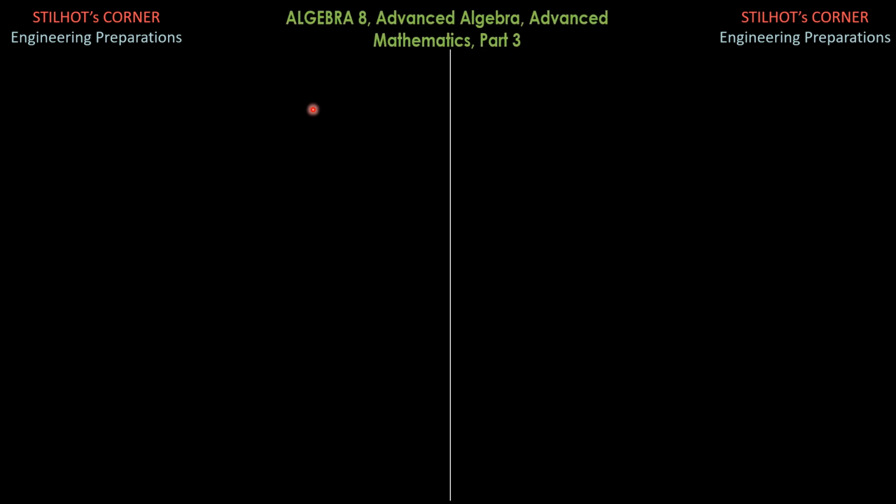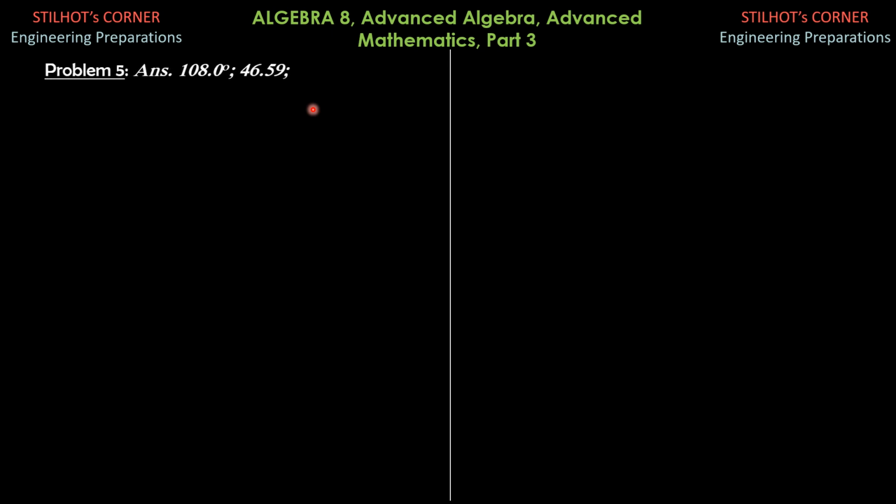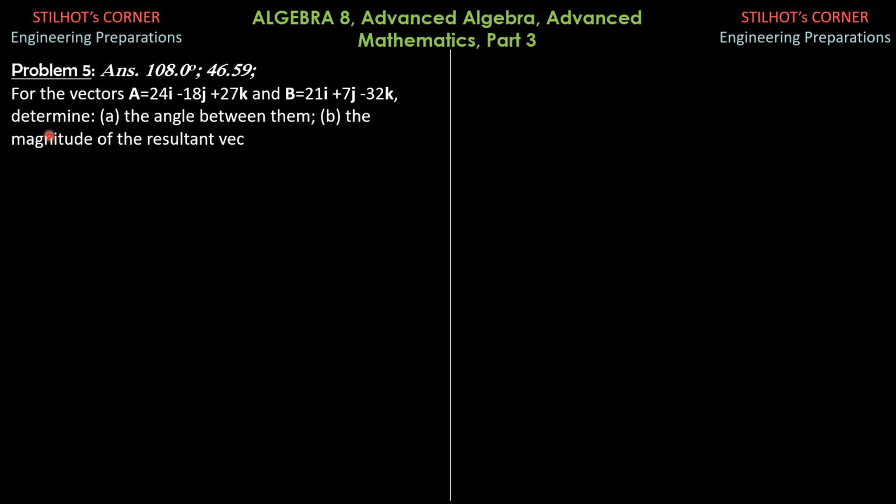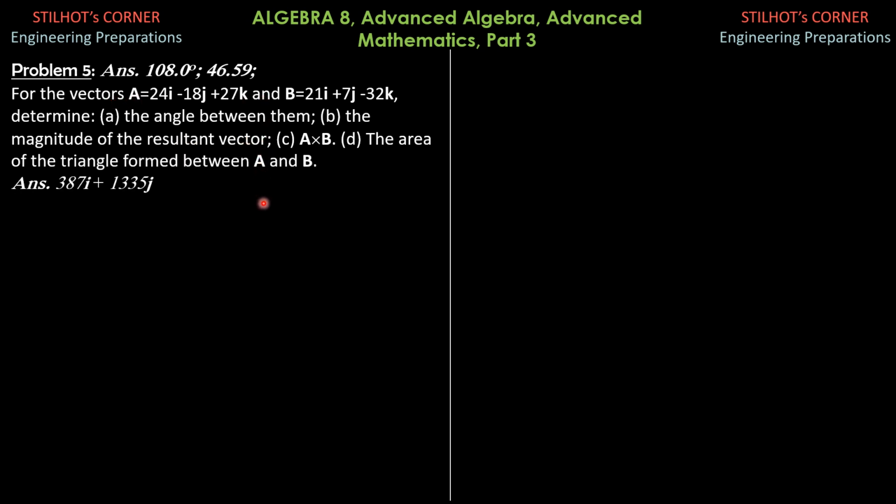So here we go. Problem solving. Problem 5. For the vectors A, 24i minus 18j plus 27k, and B, 21i plus 7j minus 32k, determine the angle between them. So we can find this by obtaining the dot product between the two vectors. The magnitude of the resultant vector, we add them, then obtain the resultant vector, then the magnitude is square root of the sum of the squares of the components.